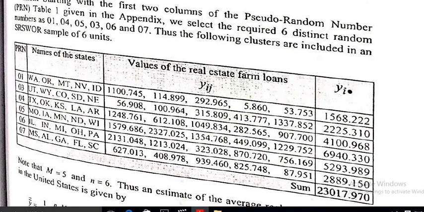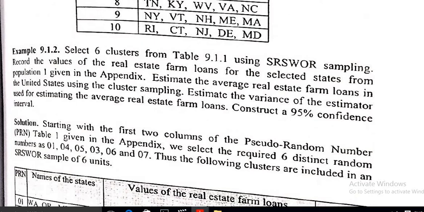Now come to the statement of the question. Estimate the average real estate farm loans in the United States using cluster sampling. Estimate the variance of the estimator used for estimating the average real estate farm loans. Construct a 95% confidence interval.